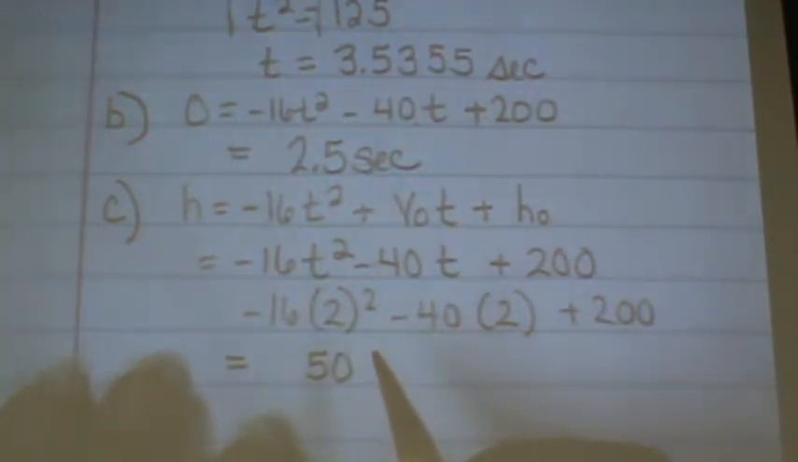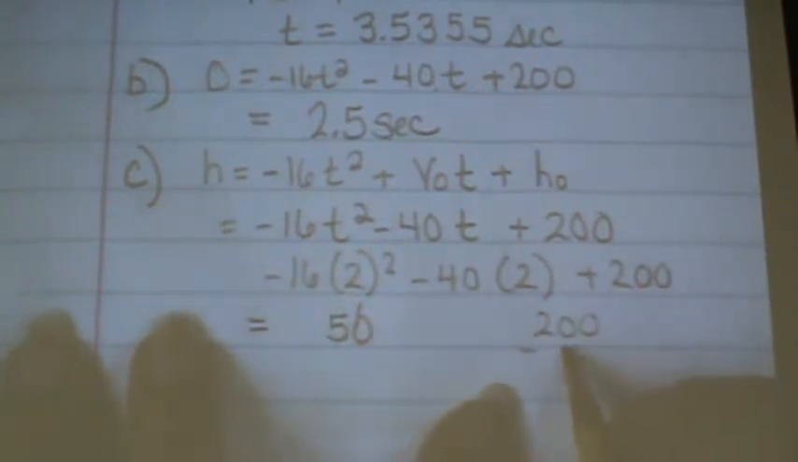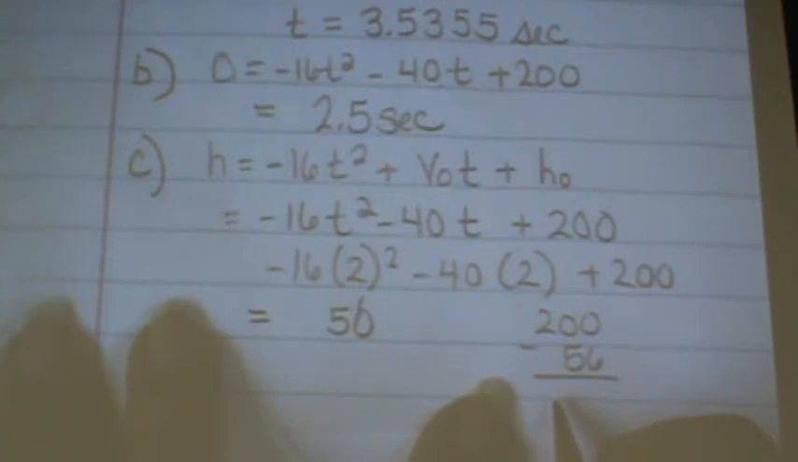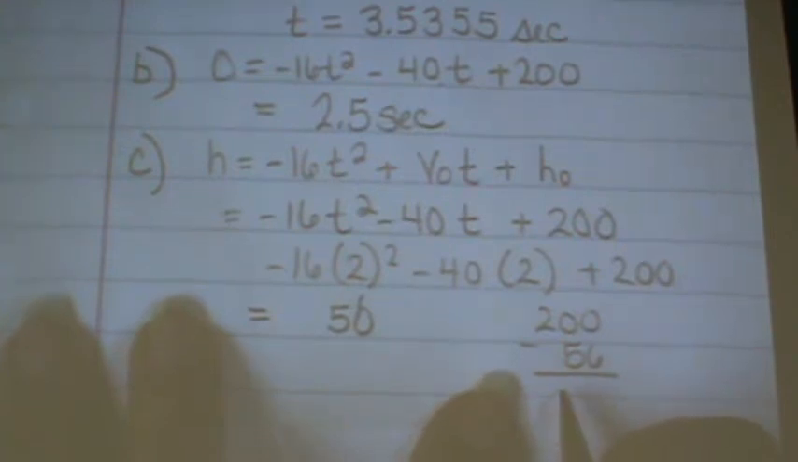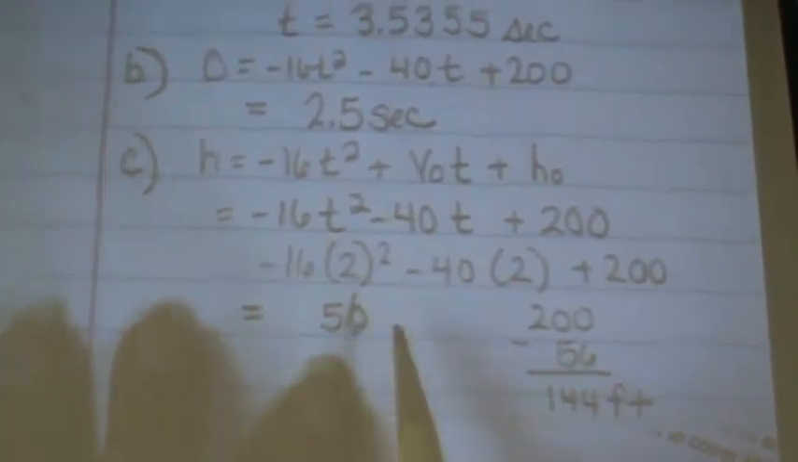Okay, so now what you're going to do is 200 minus your 56. I'm sorry, this is 56, not 50. If you subtract 56, because you are 200 feet above, you're on a cliff, it's traveled 144 feet. So this is how far it's traveled. You're on a cliff, so if you go 56, it's 144 feet above the ground.